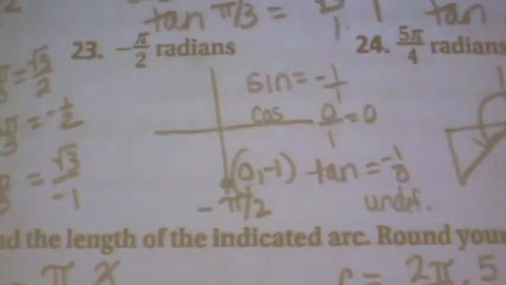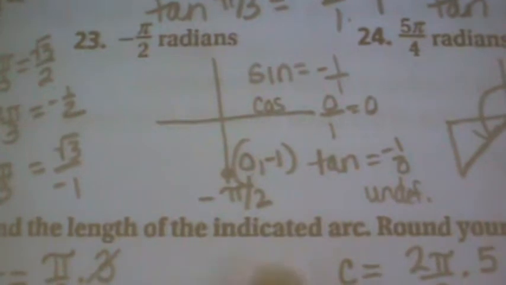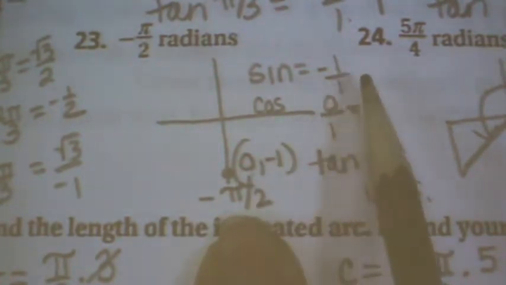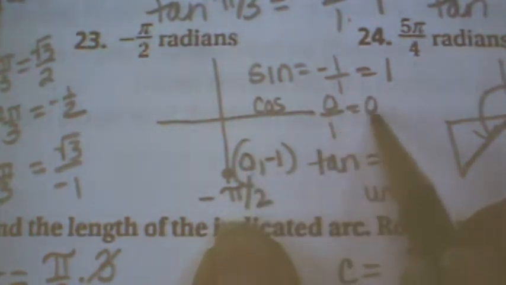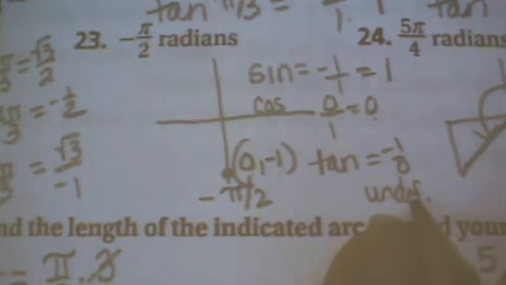23. We are at negative pi over 2 radians. And again, negative pi over 2 is on the y-axis. When you're on the y-axis, you're going to use the ordered pair 0, negative 1 for that point. Sine is the y value over r, so negative 1 over 1, which is negative 1. Cosine would be 0 over 1, which is 0, and tangent would be negative 1 over 0, which is undefined.